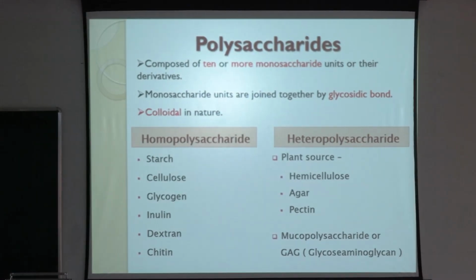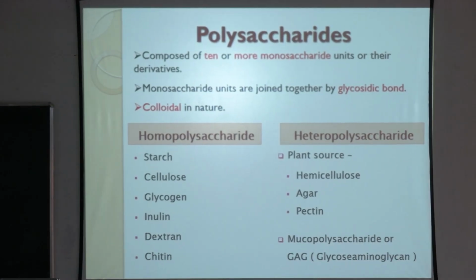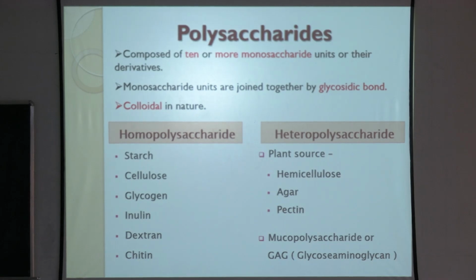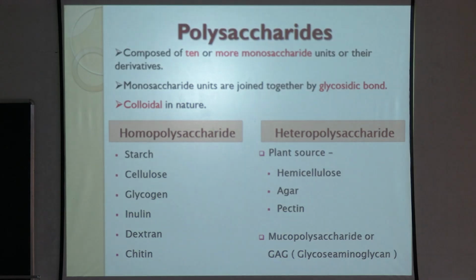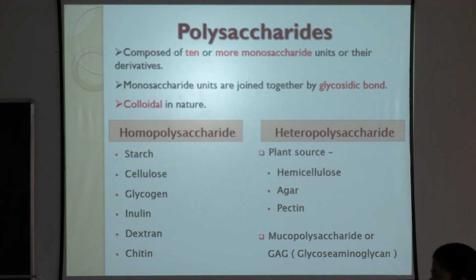Animal, they are from bacteria and other crustacean group animals, insects. Glycogen is found in animals, and it is a storage form of animal carbohydrate, whereas the storage form of plant carbohydrate is starch. Cellulose is the structural component of plant.